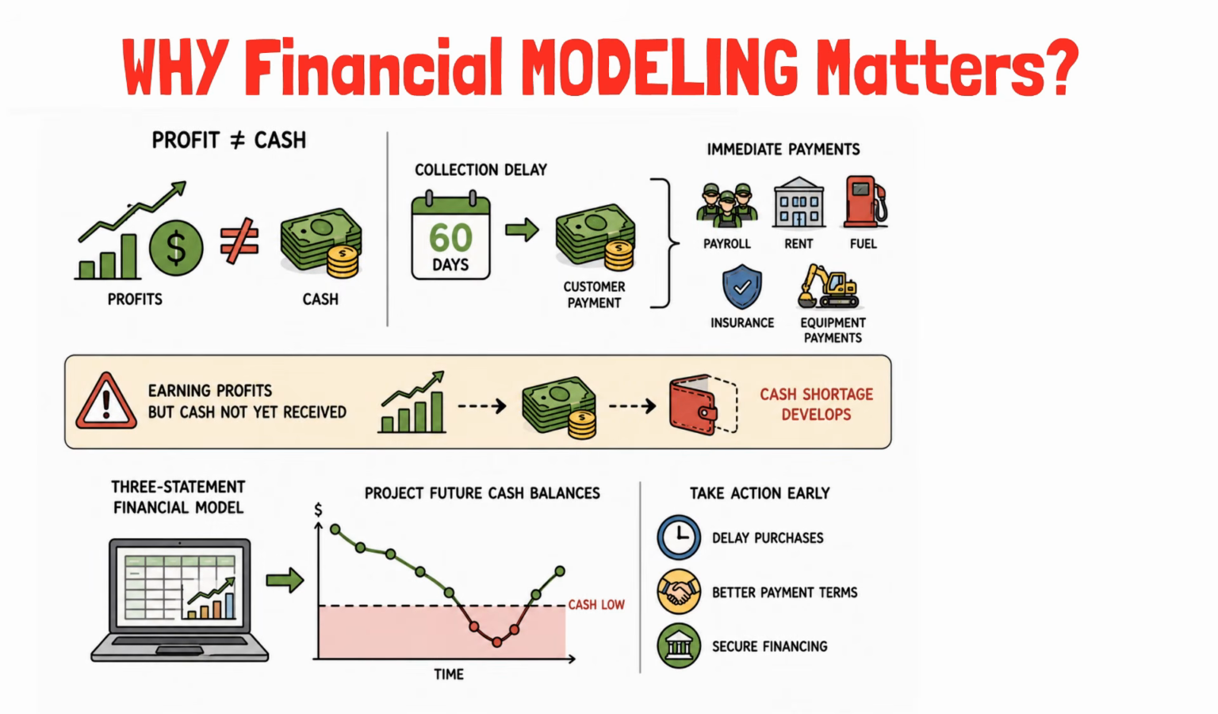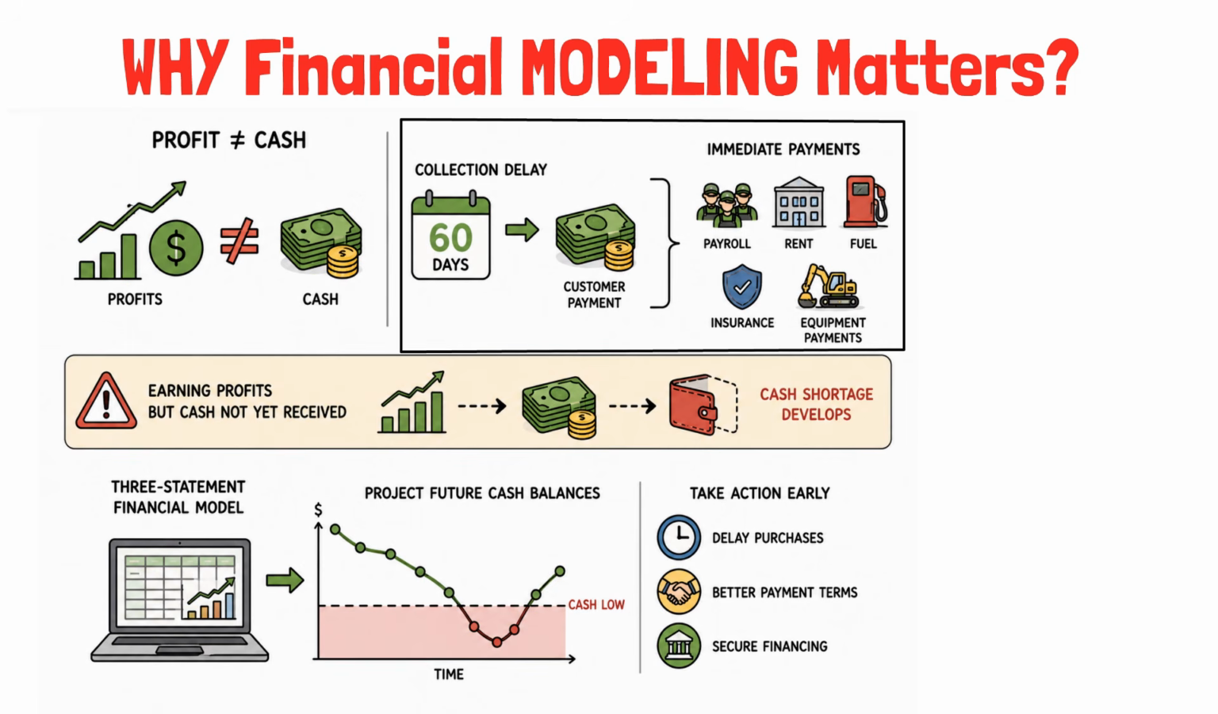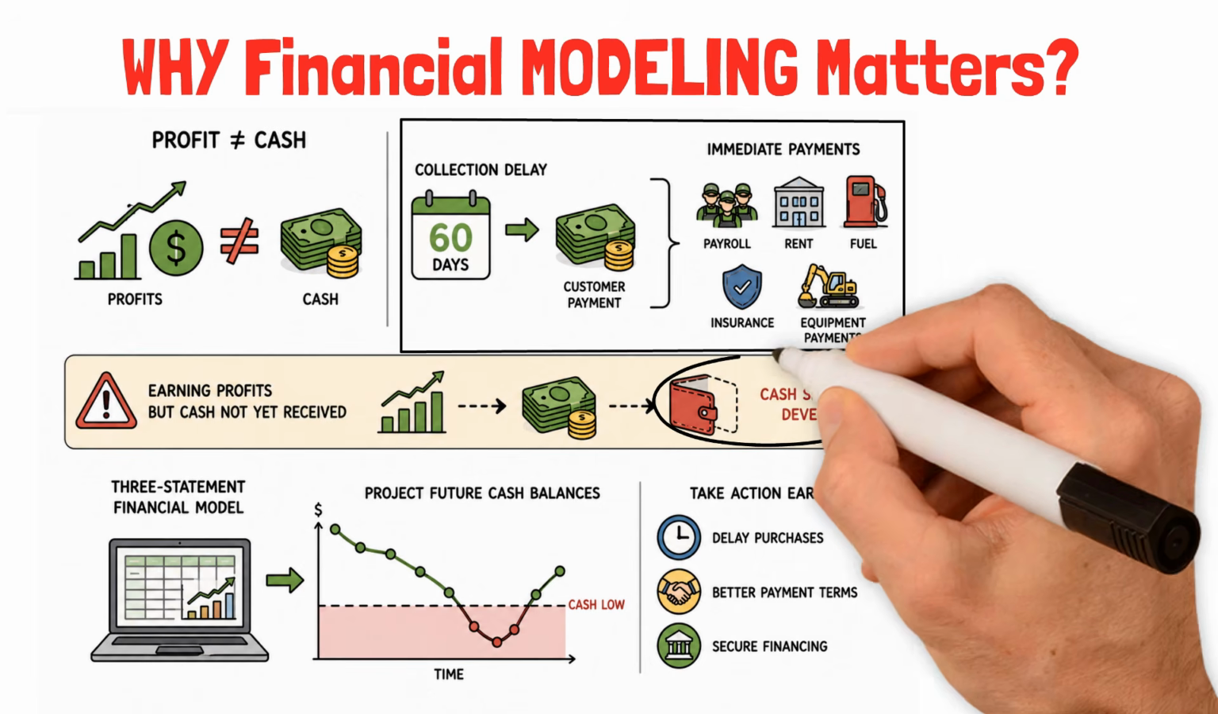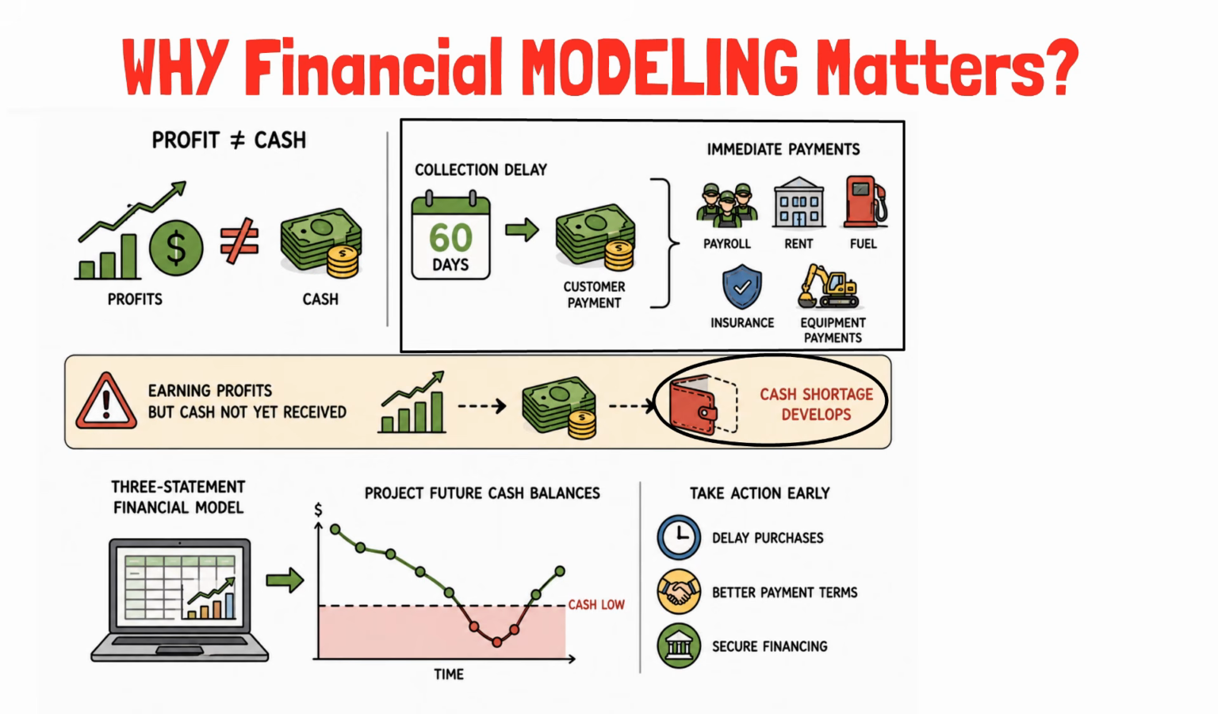The problem is that profit and cash are not the same thing. Customers may take 60 days to pay their invoices, while payroll, rent, fuel, insurance, and equipment payments must be made immediately. The company is earning profits, but those profits have not yet turned into cash.